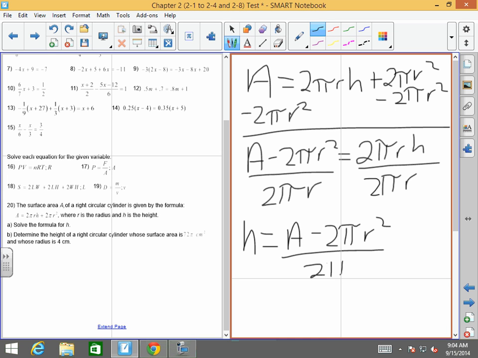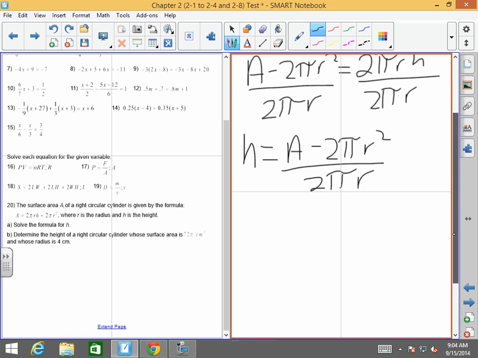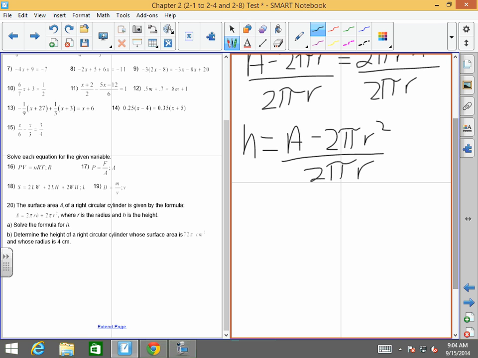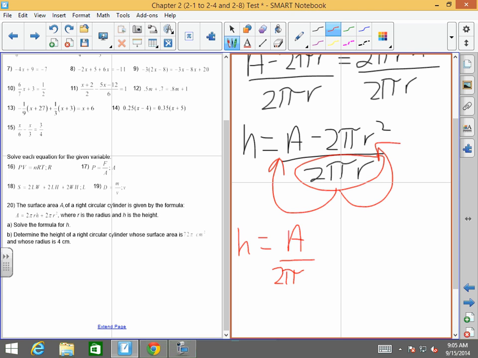Now, some of you guys try to get fancy and simplify this. Guys, don't get fancy unless you know what you're doing, please. This bottom part, the denominator, gets divided to the A and the negative 2 pi r squared. So if you wanted to get fancy, h equals A over 2 pi r minus, the 2 cancels, the pi cancels, I just have an r left. All right? That's if you want to get fancy. But I told you, you don't have to get fancy.